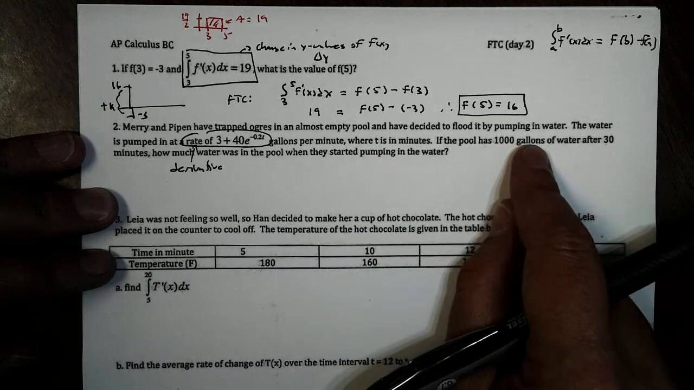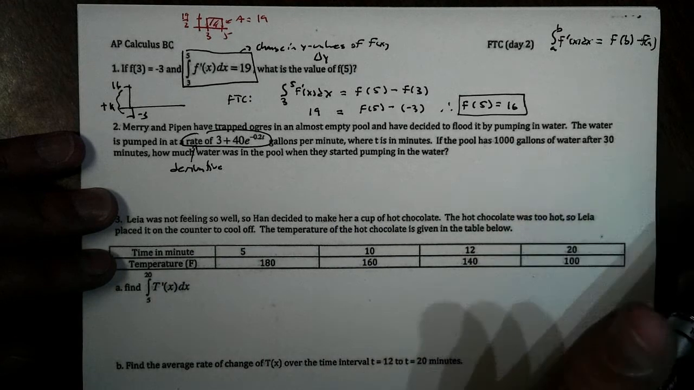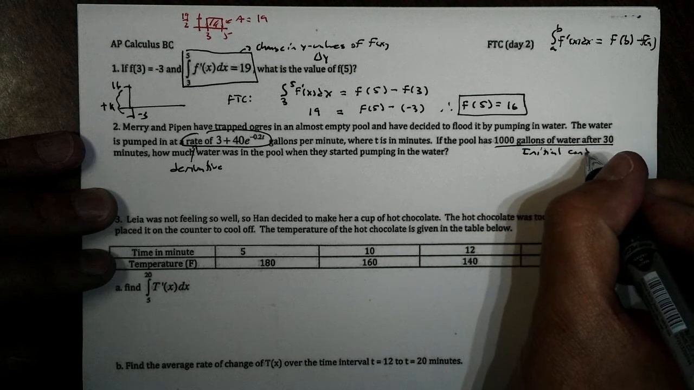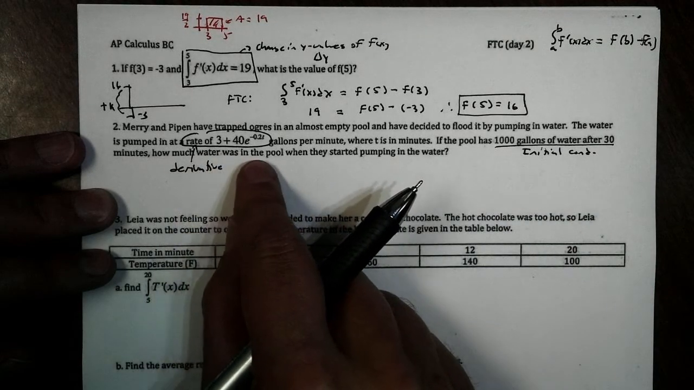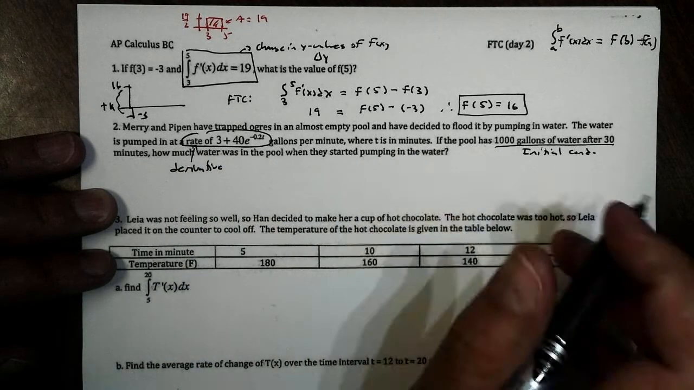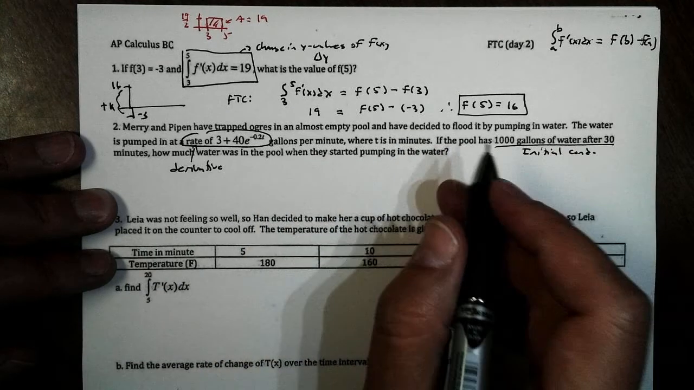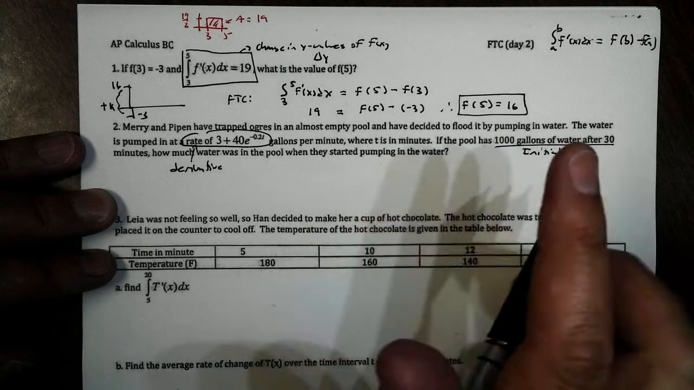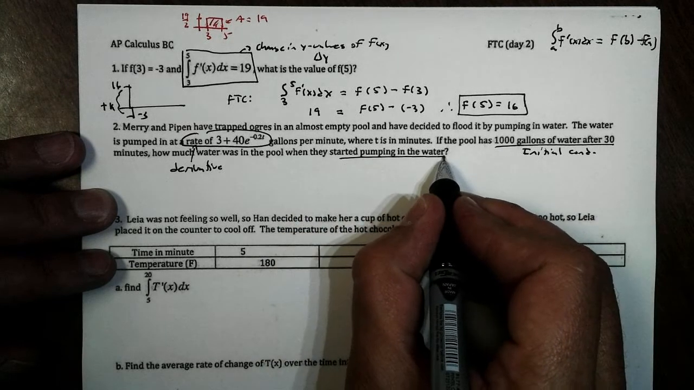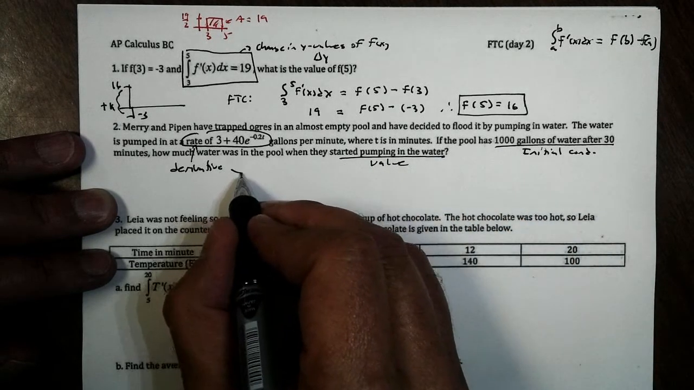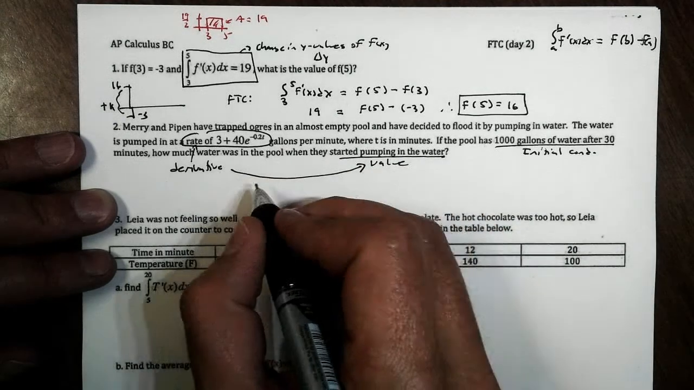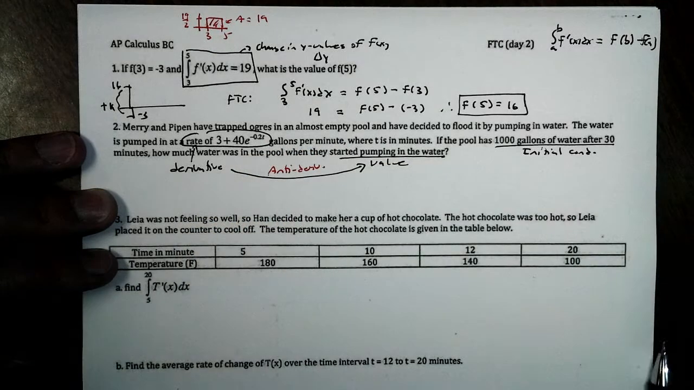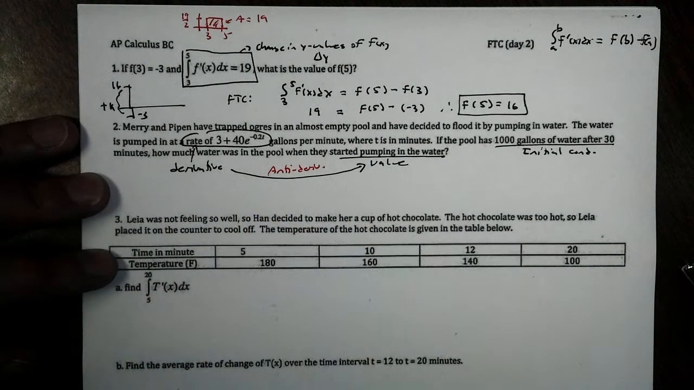If the pool has 1,000 gallons of water after 30 minutes, so they're giving me right here some sort of initial condition. How much water is in the pool when they started pumping in water? So we want to find out how much water is at the beginning. Notice though, I'm not looking for a rate, I'm looking for a value. And anytime we want to go from a derivative to a value, we have to use antiderivatives. This is a perfect example of the fundamental theorem, and that's what we're going to use here.